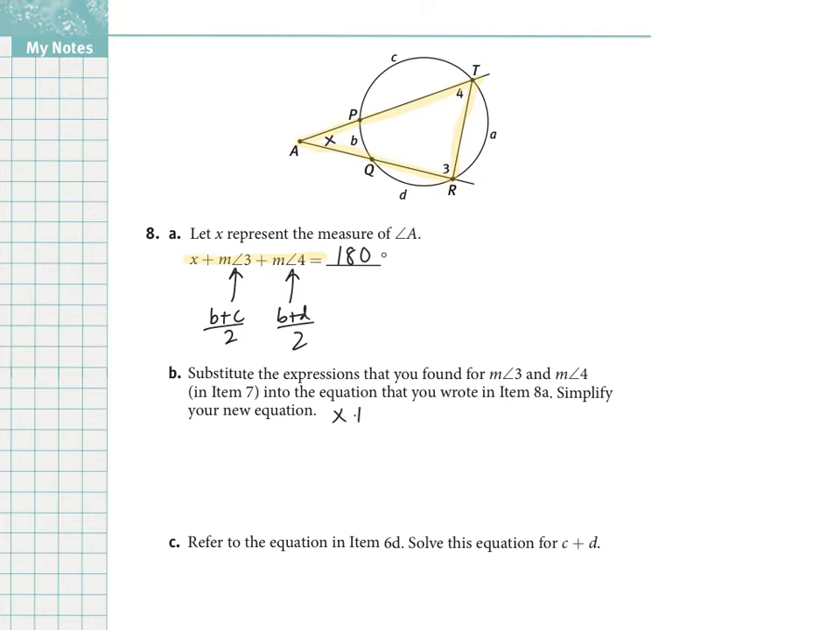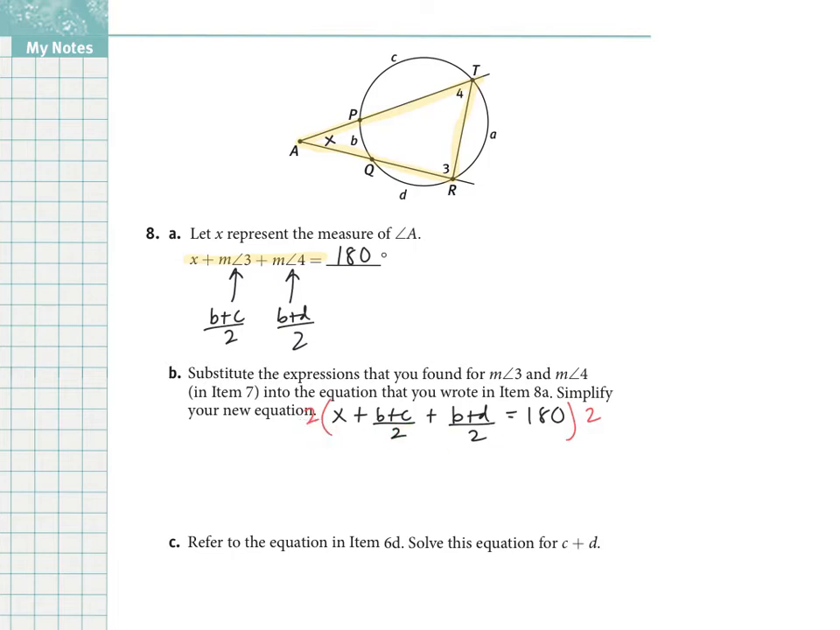So we have X plus B plus C divided by 2 plus B plus D divided by 2 equals 180. And to help us get rid of these denominators, since they're not really that fun, we're going to multiply both sides by 2. So remember, when we multiply both sides by 2, we're going to end up distributing that 2 to each piece here. Something kind of funny happens, right?